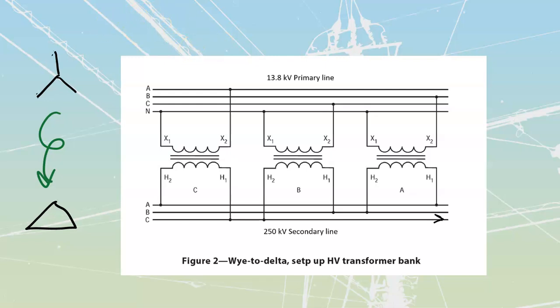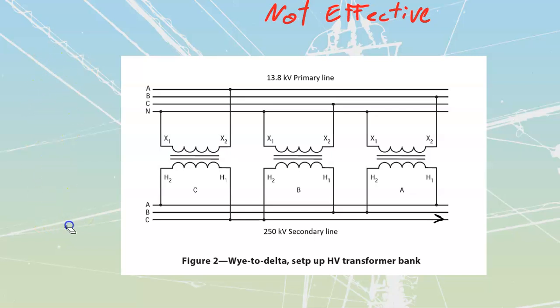Okay, so this is going to be my poor connection, or not effective. We'll take a look at how this thing is not effective. 13.8 kV primary line coming into this thing, and we are going to have 250,000 coming back out of this thing. The very first thing that I'm going to do, going through in a different order over here, is start with my 10 MVA transformers that I have 3 of, and add the 3 of them together.